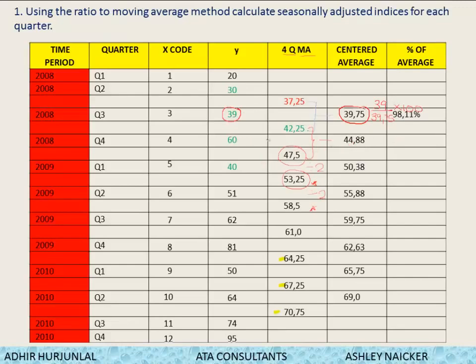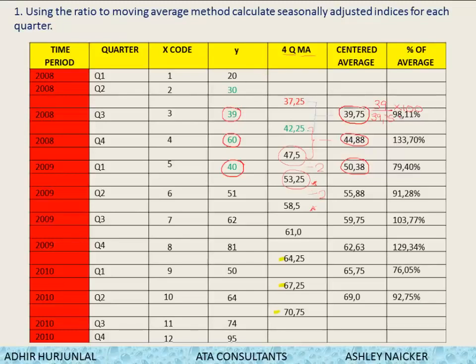If I want the percentage here, I take the 60 divided by 44,88, and remember, guys, multiply by 100 because you need it as a percentage. What about the next one? 40 divided by 50,38 multiplied by 100 gives me 79,4%. I go to the next one and the next one, and the last one is 64 divided by 69. Remember, multiply by 100 and I get 92,75%.